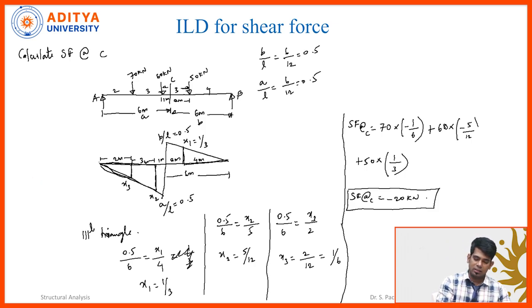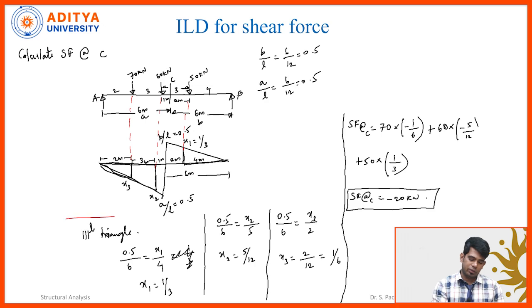First, I need to draw the ILD for shear force exactly below the given beam. Now, I need to drop the ordinates for the loads. I have drawn the ordinate for 70 kilonewton in the ILD diagram, and then I need to drop the ordinates for 60 kilonewton and 50 kilonewton as well. And I need to keep the center of the ILD diagram exactly at point C, where we are going to calculate the shear force.